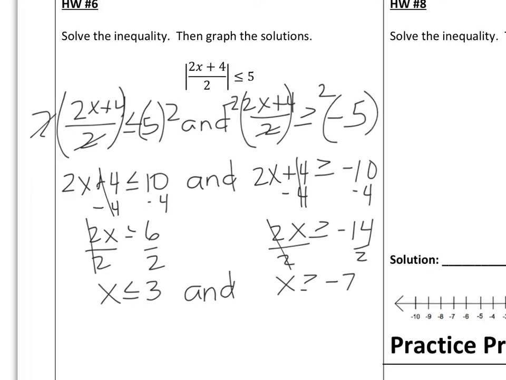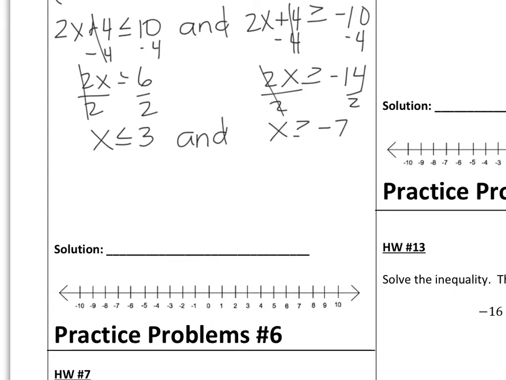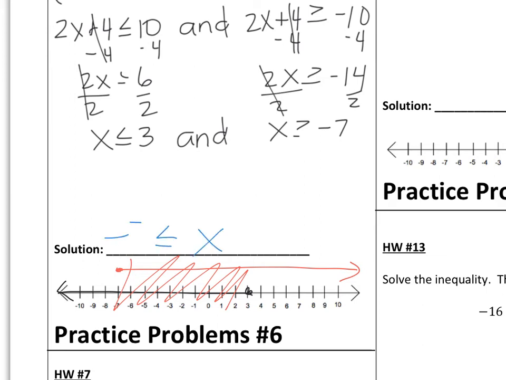So now we need to graph that and make sure those overlap. So I'm going to do less than or equal to 3 going to the left, and then greater than or equal to -7 going to the right, and that overlaps here in the middle. So x is between -7 and 3.